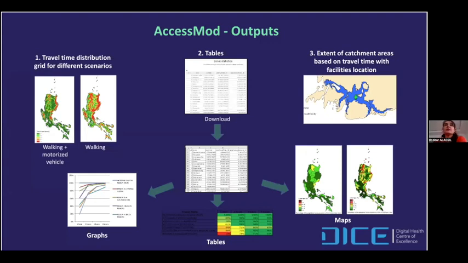Okay, so what are the outputs that we get from Access Mode? We can get tables for zonal statistics, and these tables can be downloaded and used to create maps or graphs. The most important thing is we can get travel time distribution, based on different scenarios: walking and motorized vehicles, or walking only. Also with pixels, it can calculate the travel time. With the scaling up, it can show us where exactly we need to add a new health facility or new medical service to reduce the burden of accessibility for the catchment area.